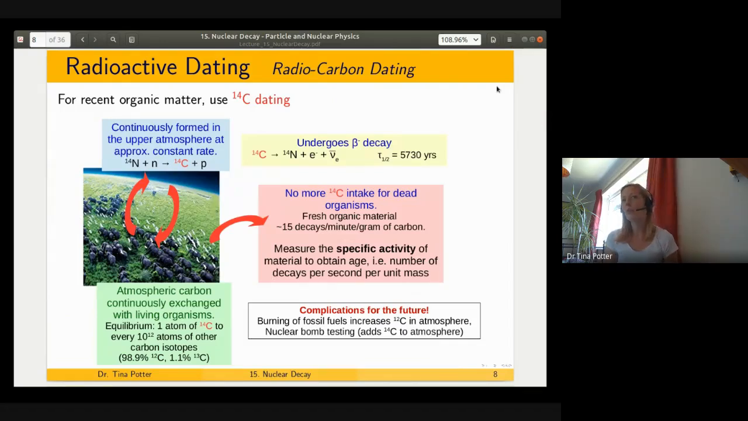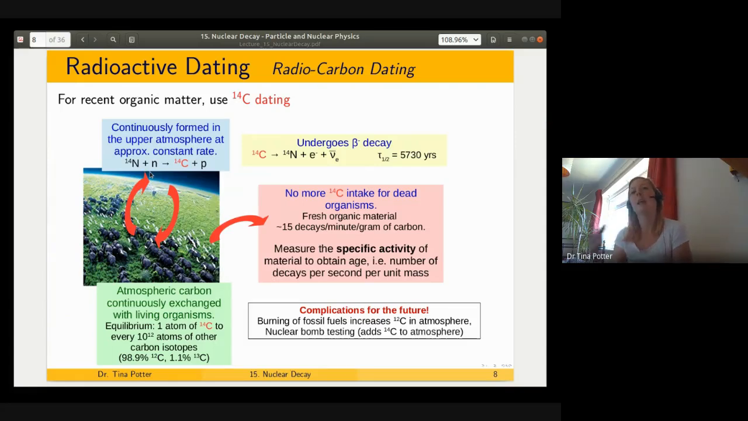And finally, we can also use radioactive dating to date organic matter, so not just rocks. And here we can use carbon-14. This is called radiocarbon dating. So if we start off in the upper atmosphere, we're always forming carbon-14 from nitrogen-14, and this happens at a roughly constant rate. So nitrogen-14 captures a neutron, and then we have carbon-14 and a proton. So basically the nitrogen-14 absorbs the neutron and kicks out a proton.